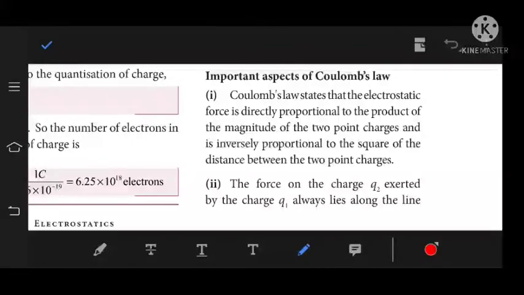Hi students, in the previous class we discussed Coulomb's law. The next topic is the important aspects of Coulomb's law.